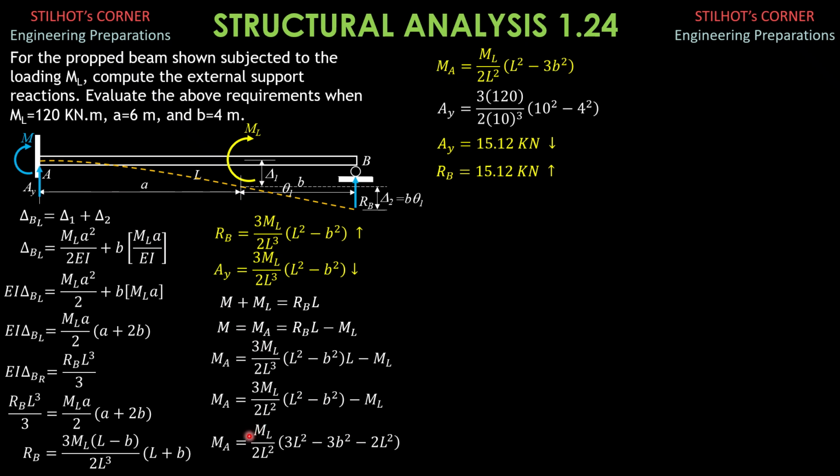And MA is, substitute here, 120 over 2 times 10 squared, quantity 10 squared minus 3 times 4 squared. So computing for MA, it is 31.2 kilonewton meter. Because it is positive, our assumption is correct, so it is clockwise. So that's it for this problem. I hope that you were able to follow and understand the explanations and the solutions.